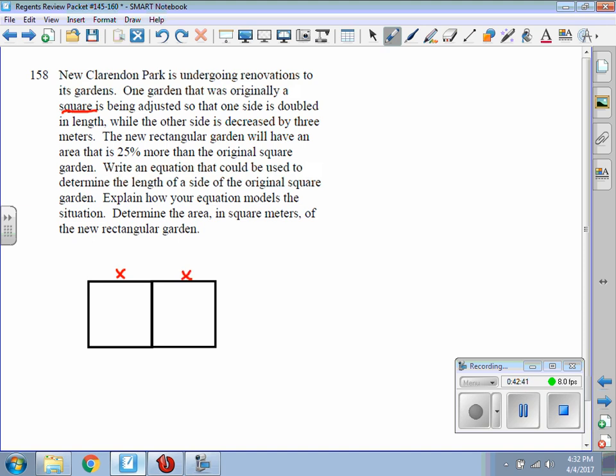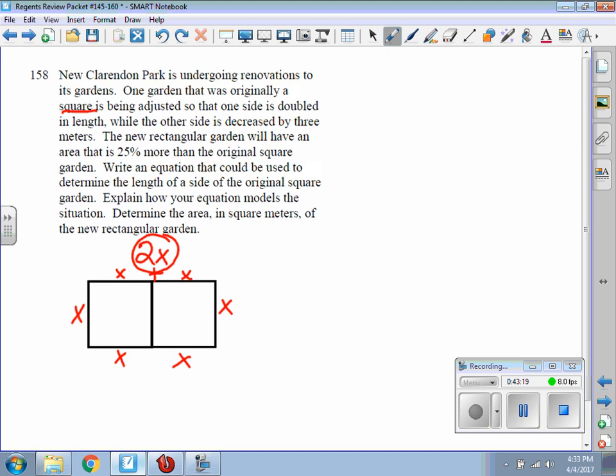What would we do with each of the lengths? We'd add them together to make a total length of 2x. Well, if the original was a square, the other sides are really all x's. So now I know the length of one side is x, the length of the other side is 2x, but they've changed it up again. They have said they're going to decrease. One side is doubled in length, while the other side is decreased by 3 meters.